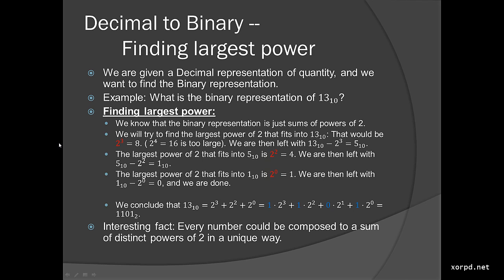Some very interesting fact here is that every number could be composed to a sum of distinct powers of 2 in a unique way. This is kind of interesting, because what would happen if we chose something else? I leave it to you to think about it. Maybe there is another representation of this kind to 13. You will probably have even more time to think about it in some of the exercises.